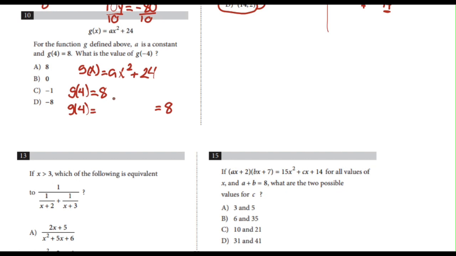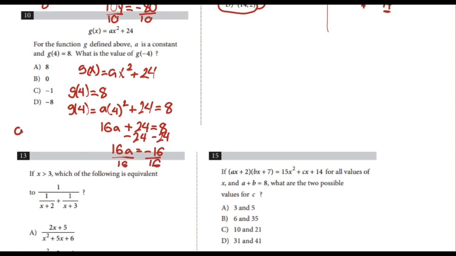If we plug in 4 for x, this will be a times 4 squared plus 24. 4 squared is 16. This will be 16 times a plus 24 equals 8. We can subtract 24 on both sides to get 16a equals negative 16. And here, in order to get a by itself, we can divide both sides by 16. And we get that a equals negative 1.